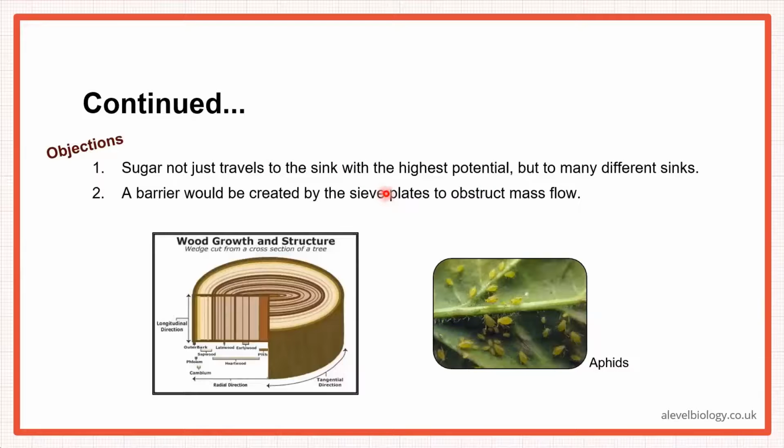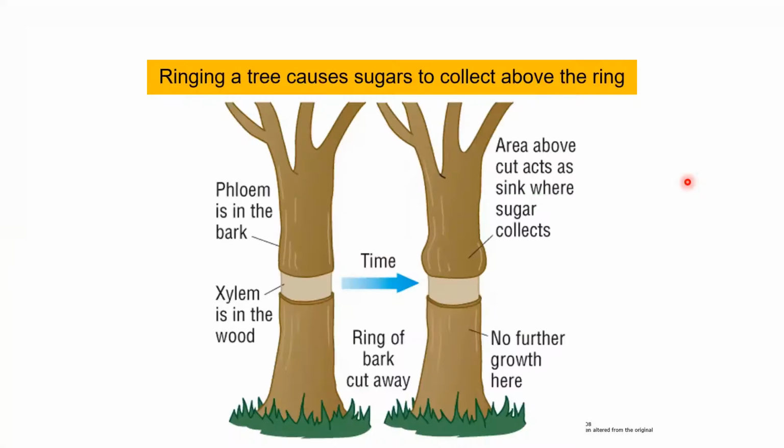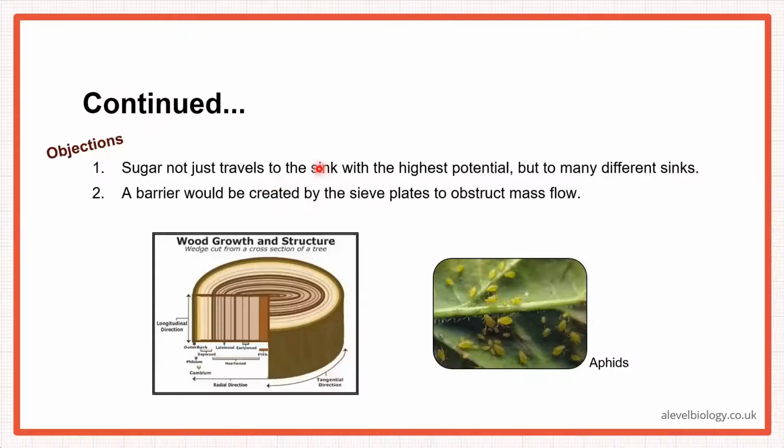ठीक है, अच्छा, अब the objections जो है वो ये है कि they're saying sugar not just travels to the sink with the highest potential, but to many different sinks. अब sink एक ही तो नहीं है, it's not just the root. अगर आप for example you take the example of this tree, तो जरूरी तो नहीं है कि खाली रूट्स पे ही जा रहा हो, इसमें growing branches होंगी, growing leaves होंगे, ठीक है. So वहां पे भी तो sink है. So this is what they're saying, that sugars not just travel to the sink, okay, but they go to many different sinks as well. Then a barrier would be created by the sieve plates to obstruct mass flow.